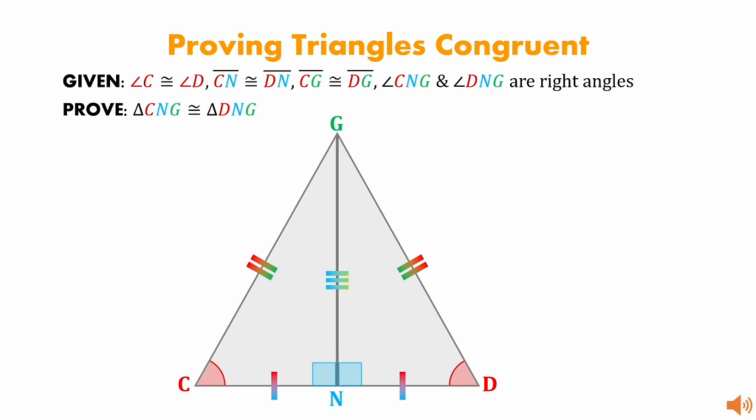We already know that angle C and angle D are congruent. We also know that angle CNG and angle DNG are right angles. Therefore, they have the same angle measure. We can say that the two 90-degree angles are congruent by the definition of congruent angles.